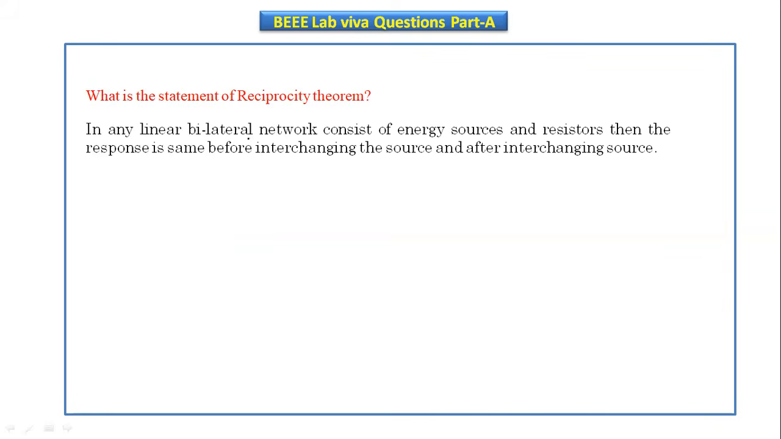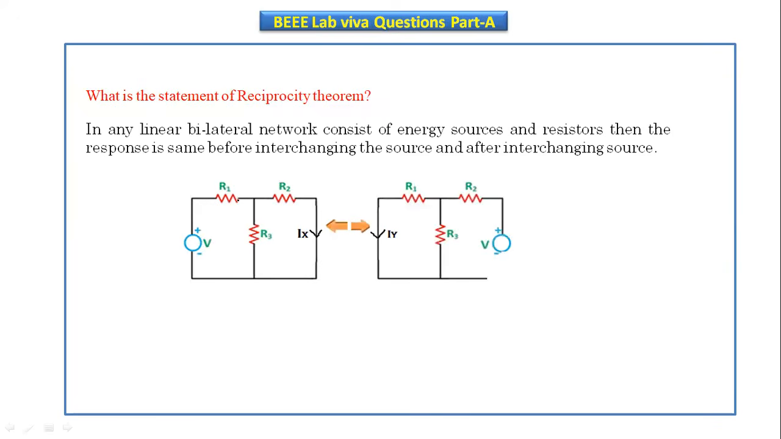In any linear bilateral network consisting of energy sources and resistors, the response is the same before interchanging the source and after interchanging the source. If we take the circuit, this is the reciprocity theorem circuit, which has three resistors. This is the source and it is a load. Now if we interchange the source from here to here, we will get the circuit like this.